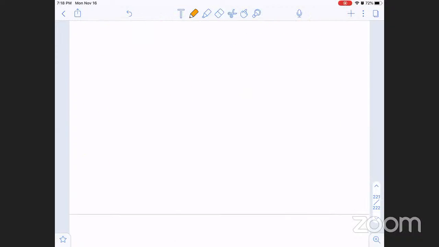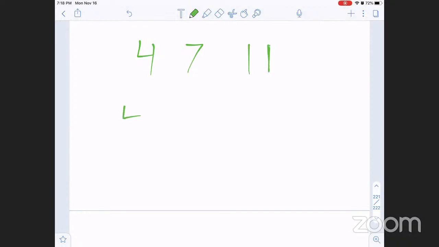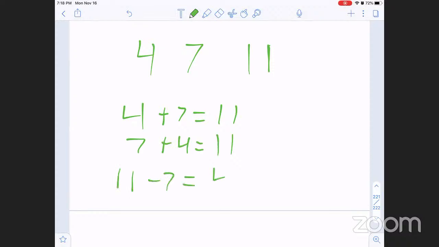All right. For our new topic today, let's revisit real quick and talk about fact families. If I gave you 4, 7, and 11 and told you to make a fact family, I'm sure you could all do that. So let's write those out. 4 plus 7, 7 plus 4, 11 minus 7, and 11 minus 4.